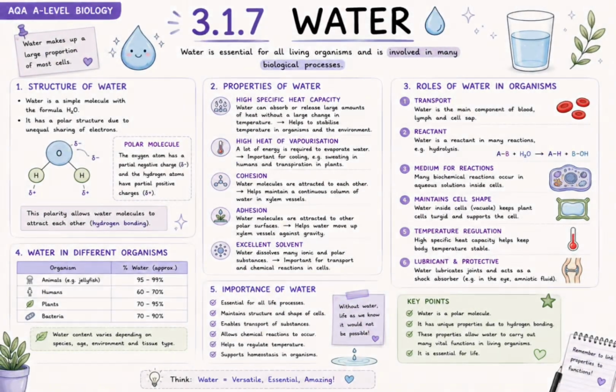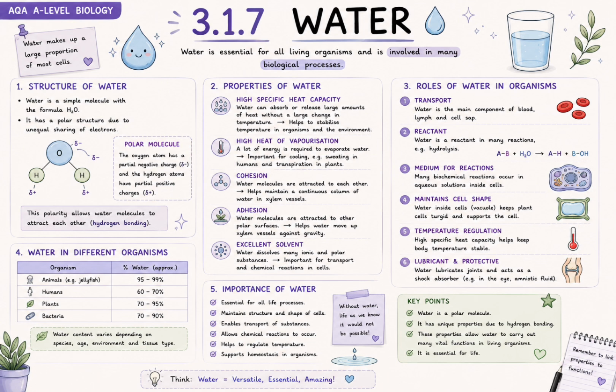Next, we move on to water, arguably one of the most biologically important molecules on Earth. Although water appears chemically simple, its unique physical and chemical properties make life possible. In fact, water makes up a very large proportion of most cells and is involved in almost every biological process within living organisms. Water is a polar molecule. This means that electrons are shared unequally within the molecule, giving the oxygen atom a slight negative charge and the hydrogen atoms slight positive charges.